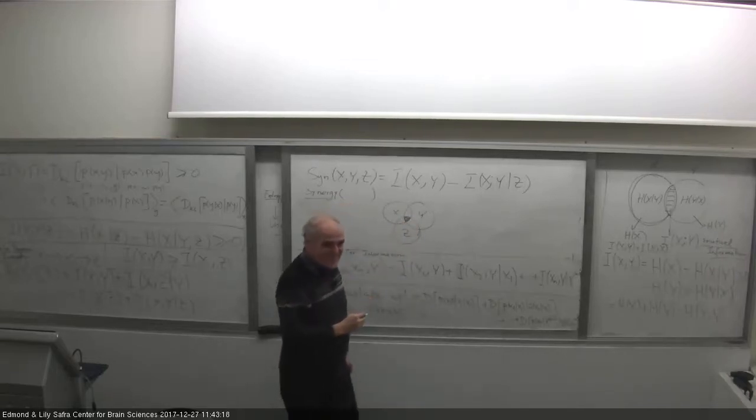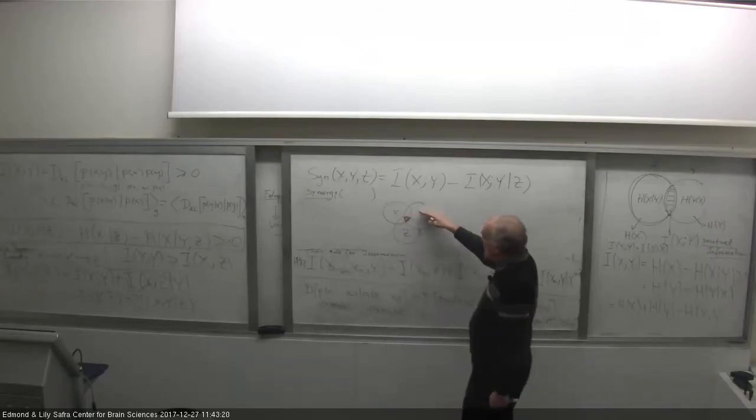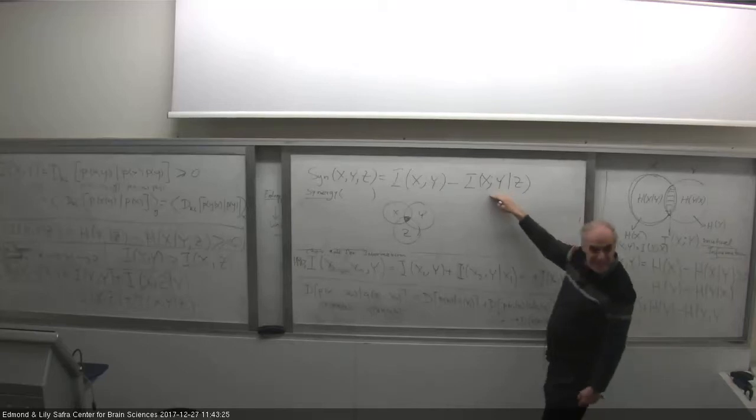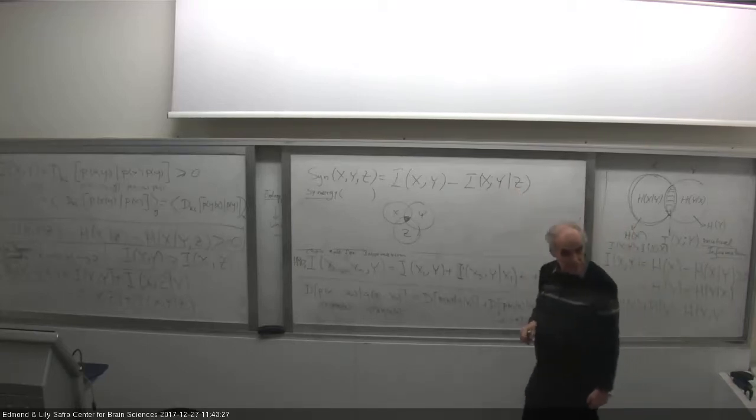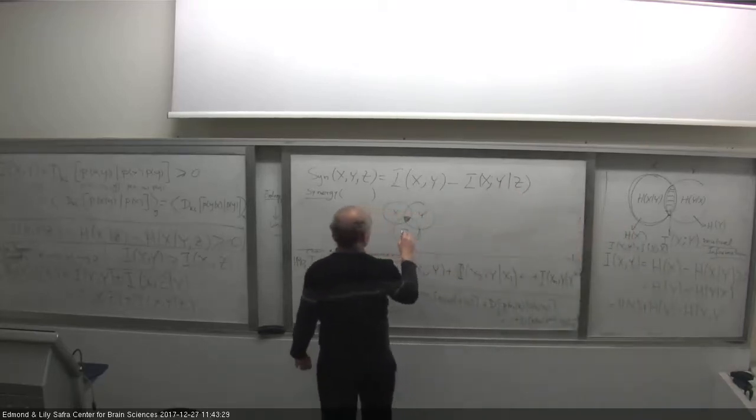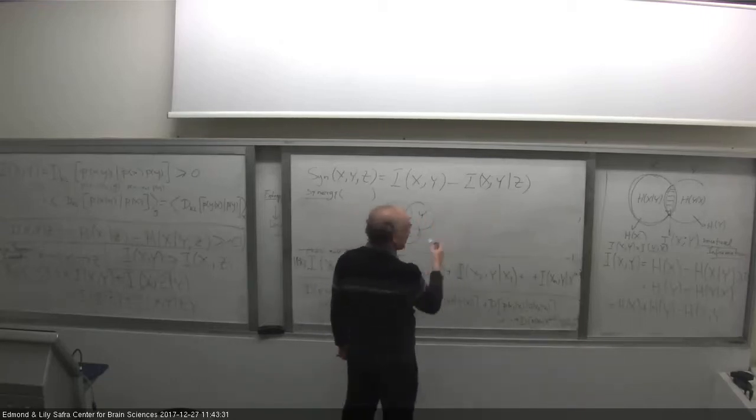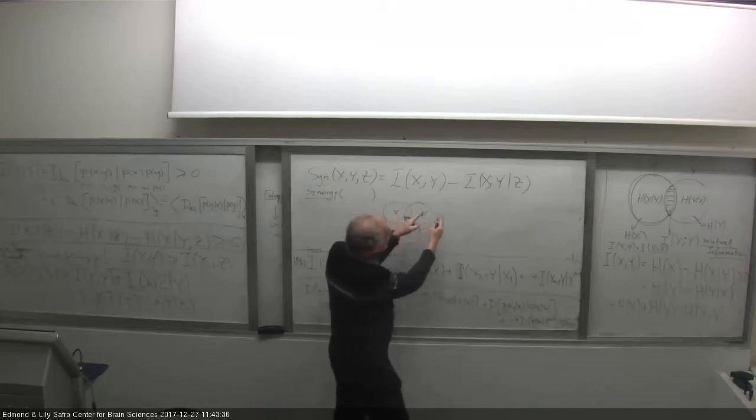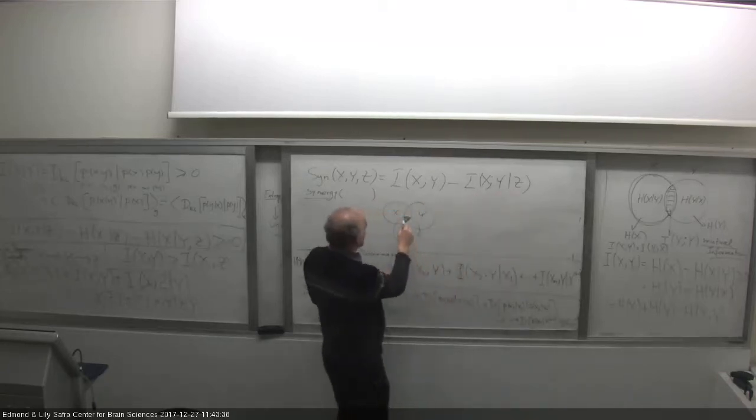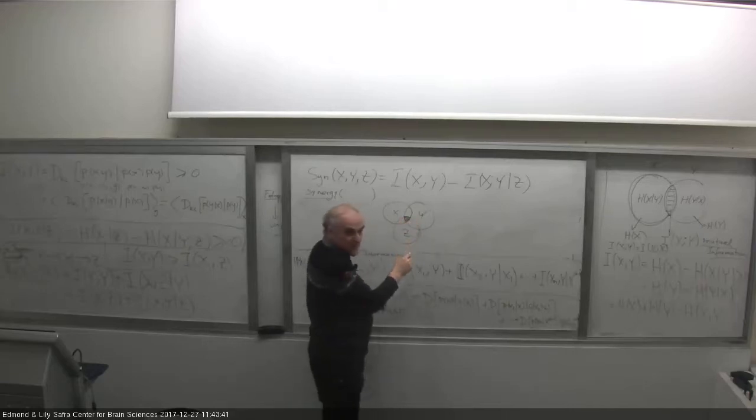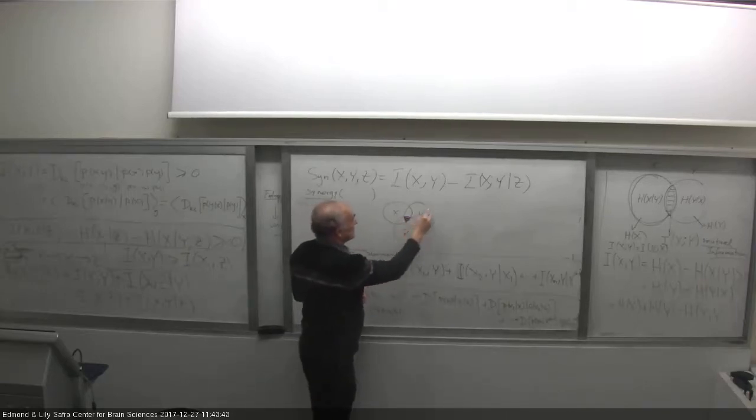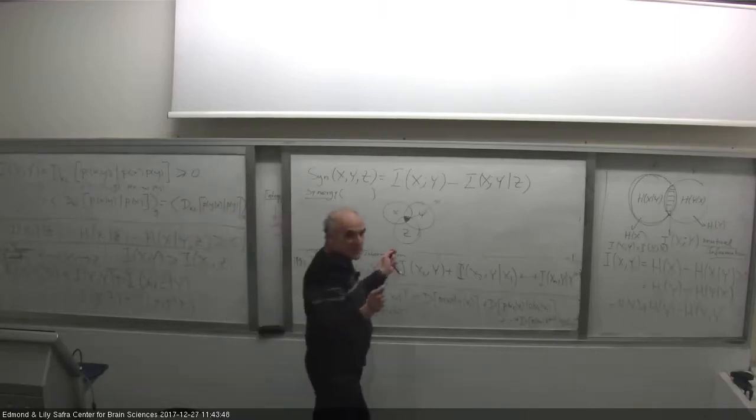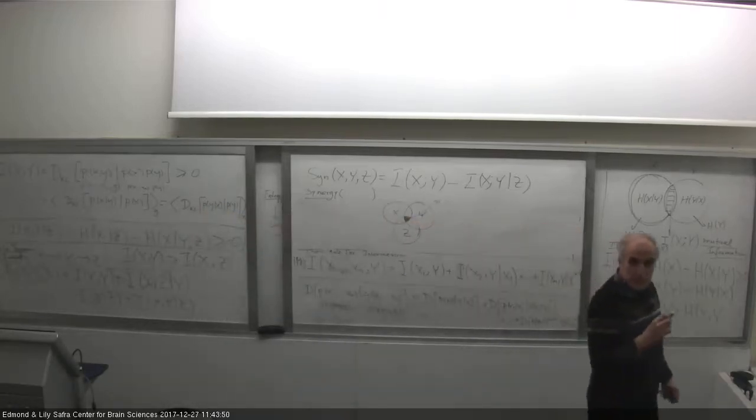Okay? So essentially, it's the mutual information between x and y minus the information that is left when I know z. So it's the information between x and y, which is this, minus the information that is left when I know z, which is this. And therefore, it's this area. So this synergy is here. Now, this can be of any sign. This can be both positive and negative.